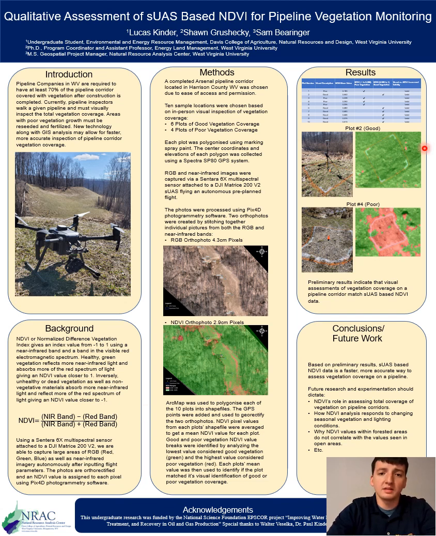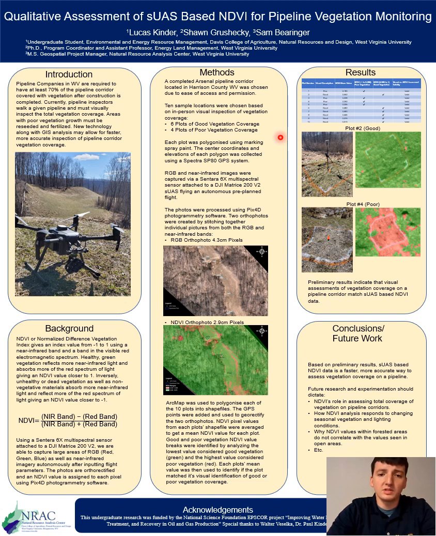As for my methods, a completed Arsenal pipeline corridor located in Harrison County, West Virginia was chosen. 10 sample locations based on visual inspection of vegetation coverage were chosen: 6 plots of good vegetation coverage and 4 plots of poor vegetation coverage. Each plot was polygonized using marking spray paint. The center coordinates and elevations of each polygon were collected using a Spectra SP80 GPS system.